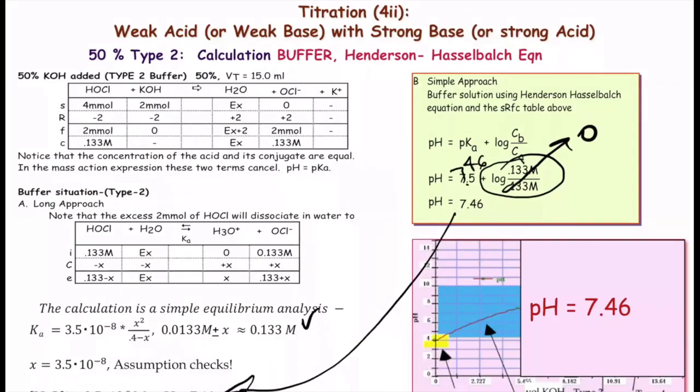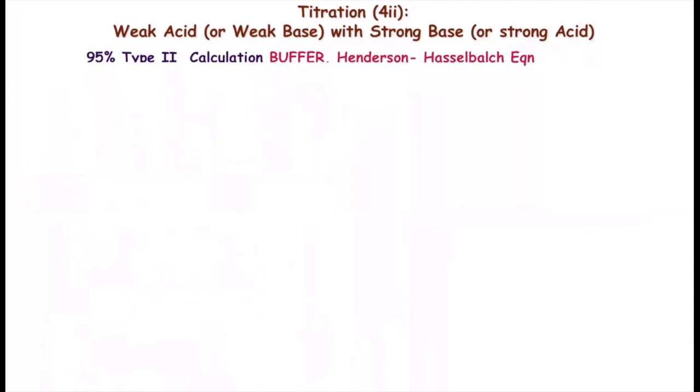As soon as you add any titrant, right before the equivalence point, you have the buffer. And because you have a buffer, you can use the Henderson-Hasselbalch equation. That's the key. Let's take a look at the next part. 95%. That's not the equivalence point yet, so we're still in the buffer region.